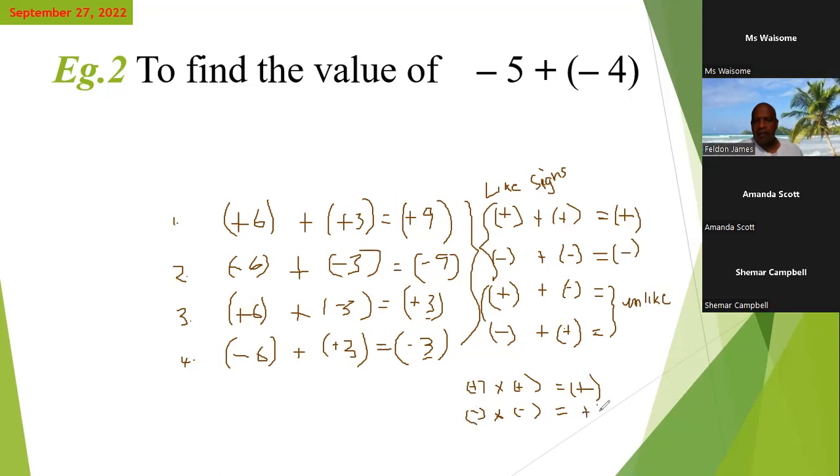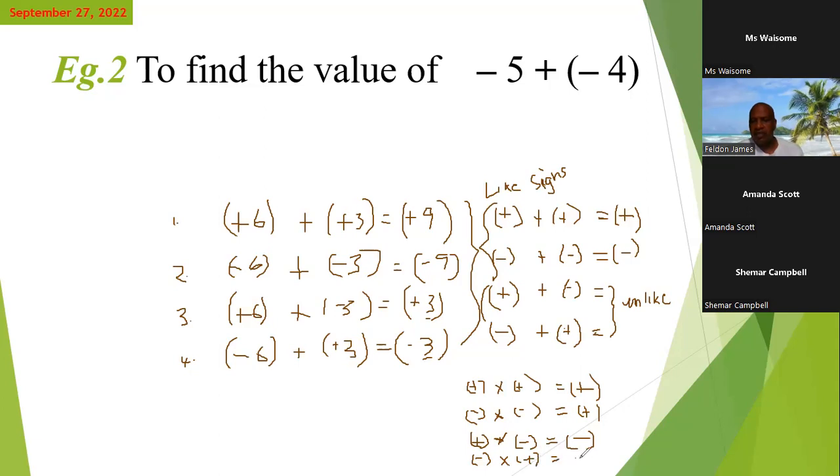And if you're multiplying a positive times a negative, it's a multiplication. Positive times negative, you get what? What's the answer? You get negative. And if you even flip around and say negative times positive, you're still going to get what? You're still going to get negative.